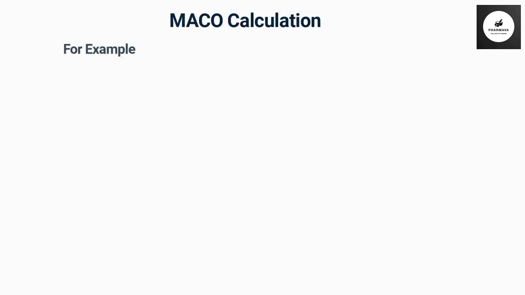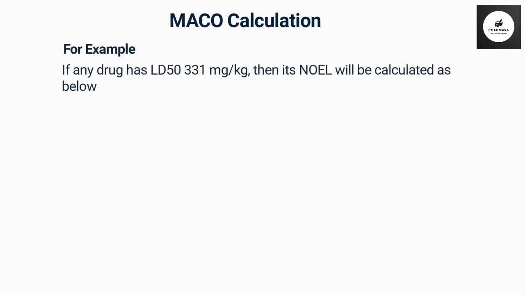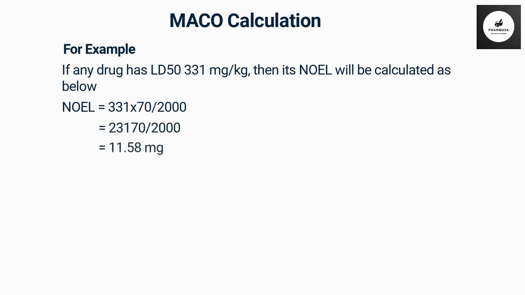For example, if any drug has an LD50 of 331 mg, then its NOEL will be calculated as below. NOEL equals 331 multiplied by 70 divided by 2000, equals 23,170 divided by 2000, equals 11.58 mg.